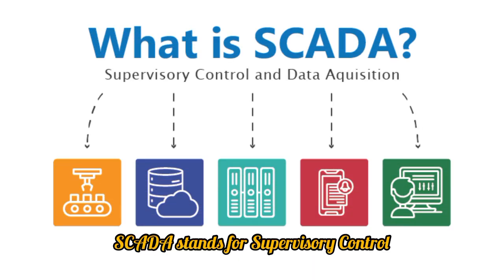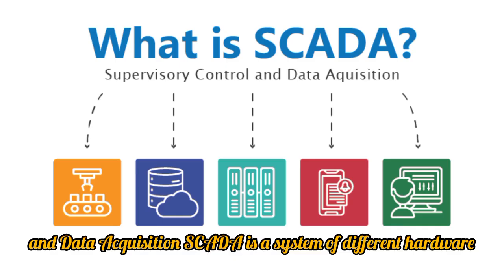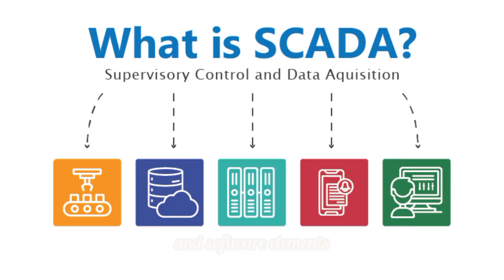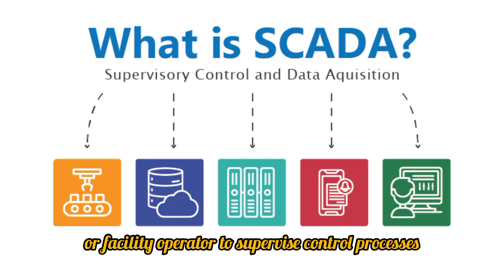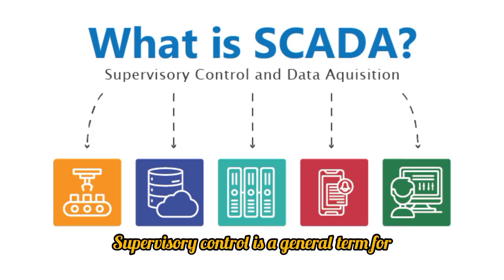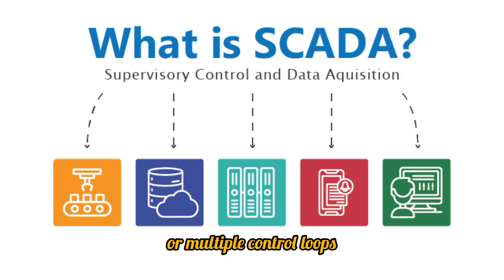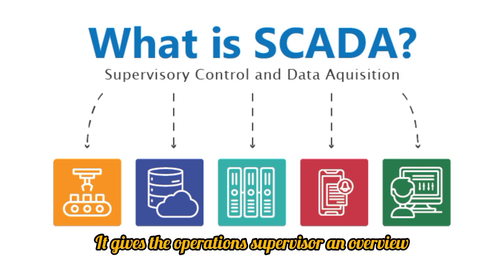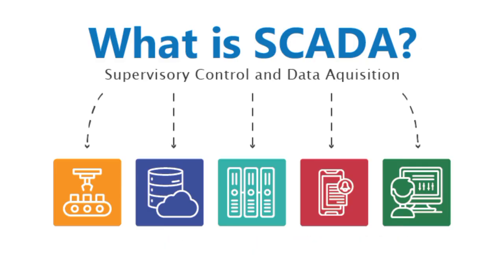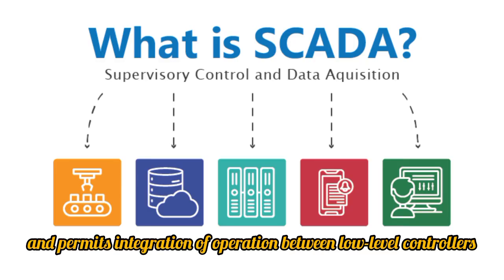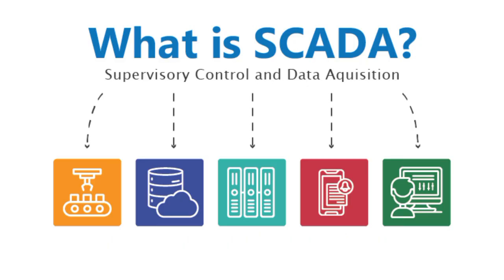What is SCADA? SCADA stands for Supervisory Control and Data Acquisition. SCADA is a system of different hardware and software elements that come together to enable a plant or facility operator to supervise control processes. Supervisory control is a general term for a high level of overall control of many individual controllers or multiple control loops. It gives the operations supervisor an overview of the plant process and permits integration of operation between low-level controllers.